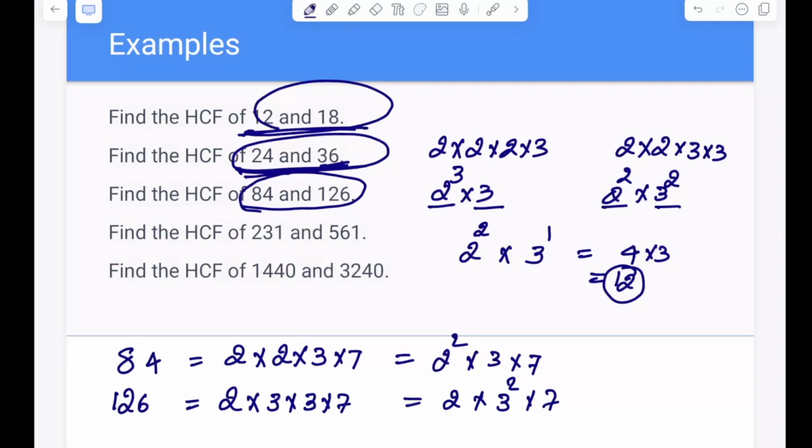So what are the common prime numbers? 2, 3, 7. The lowest powers are 1, 1, 1. So the HCF will be 2 into 3 is 6, 6 into 7 is 42. So 42 will be the HCF.